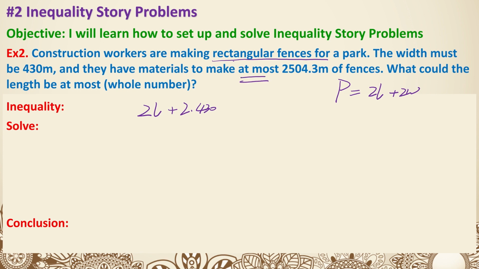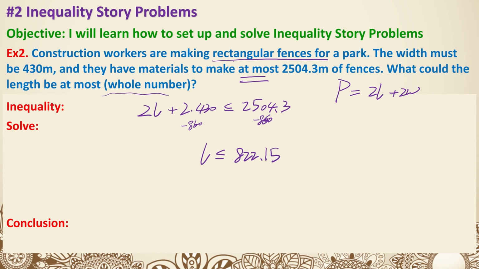At most means it can't go over. This is the amount of material that you actually have. So it's less than or equal to 2,504.3. You're going to subtract the 860 over, and then divide the answer by 2. So it's going to be less than or equal to 822.15.